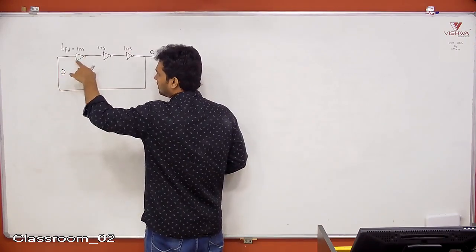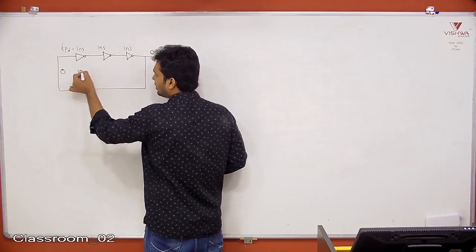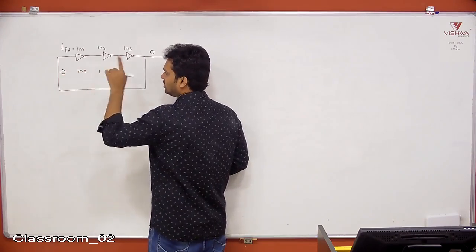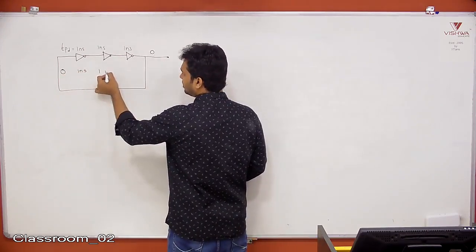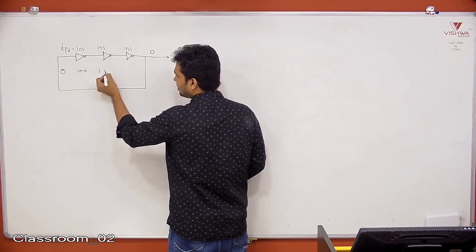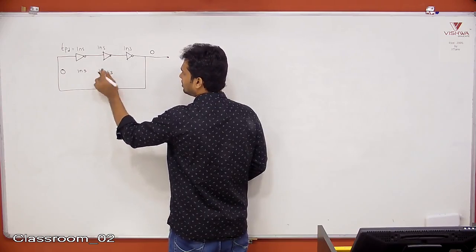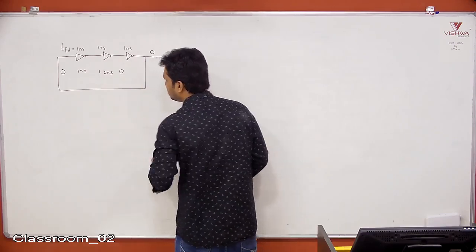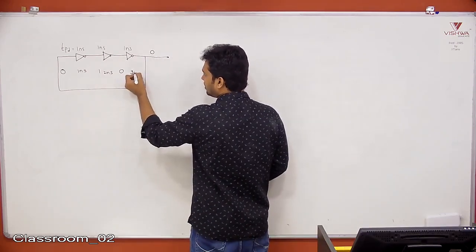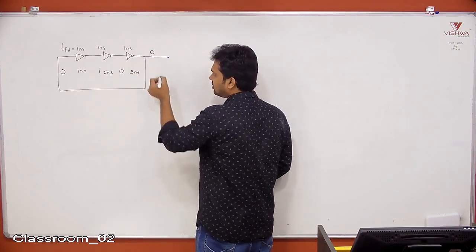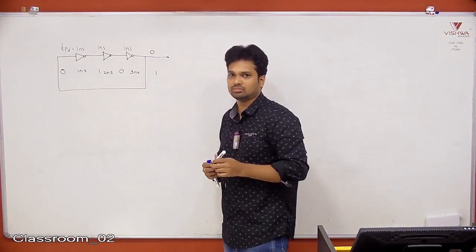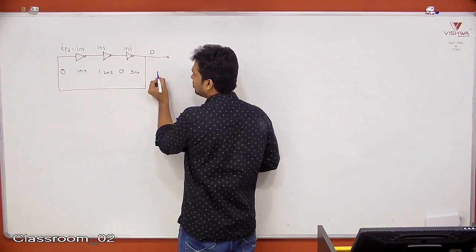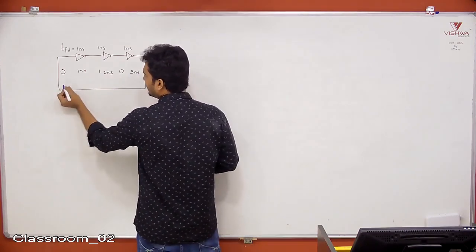After giving 0 here, how much time does it require to get the valid output? 1 nanosecond. What will be the output? 1, because 0 inversion is 1. After another 1 nanosecond, so 1 plus 1 means 2 nanoseconds, 1 inversion is 0. Now another 1 nanosecond, that is 3 nanoseconds, 0 inversion is 1. So initially 0, after 3 nanoseconds, what is my output? 1. Now 1 will go back.